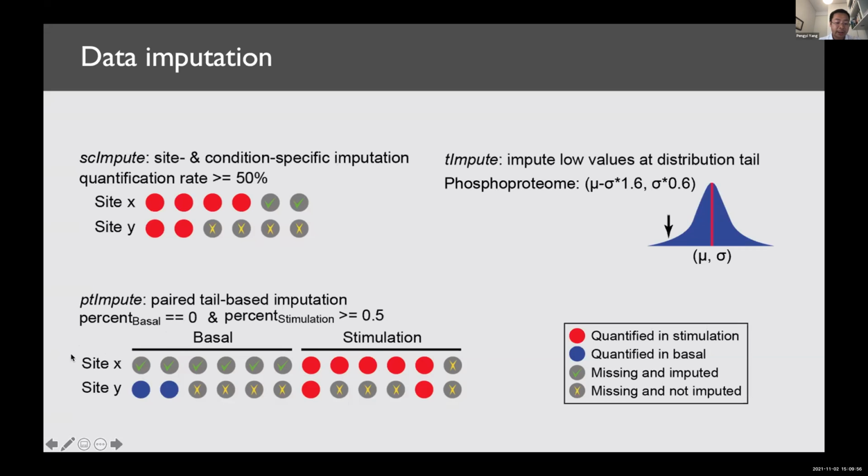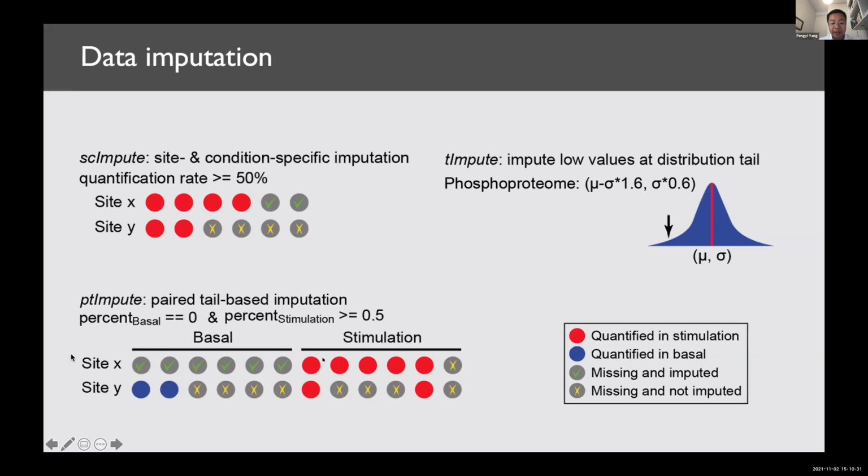And the missing values for this site X will be imputed using the tail-based imputation approach as introduced here. This is to ensure this phosphosite will be included in the calculation of the fold change and downstream analysis, as this type of missingness is biologically meaningful in most cases. As you can see here, the basal probably corresponds to a condition that doesn't have much phosphorylation happening in the system for this phosphosite.